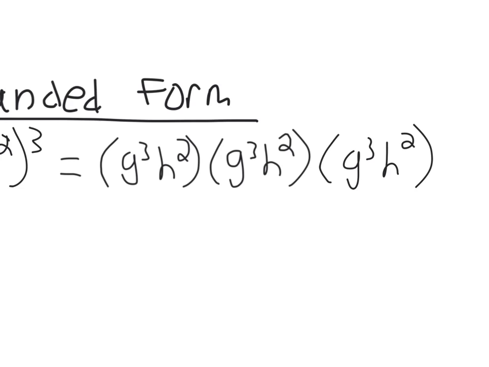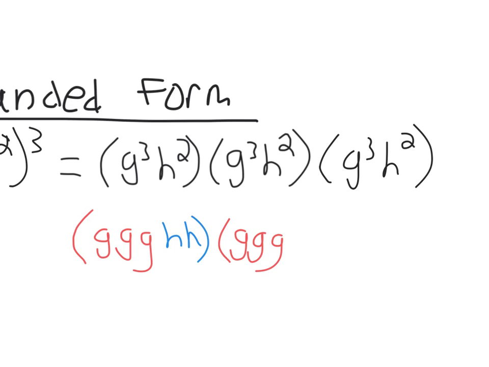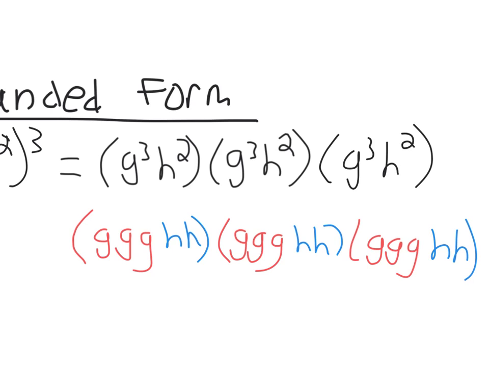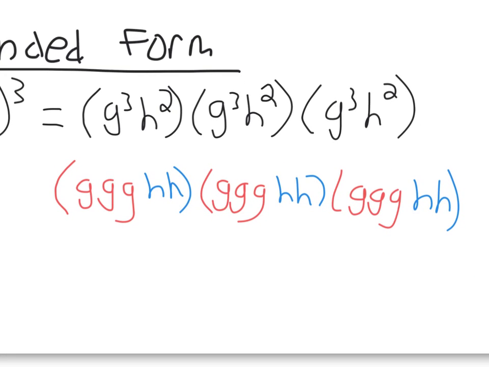But I am going to finish writing this out in expanded form. So the first parentheses, we have g to the 3rd, so that's g times g times g. And then there are 2 h's, so that's h times h. And you can see that all the parentheses are actually going to be the same thing. So that's g times g times g, then h times h. And then in the last parentheses, we have the same thing, g times g times g, and then h times h.